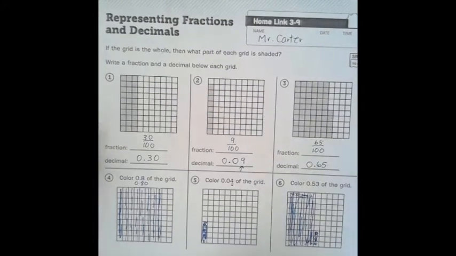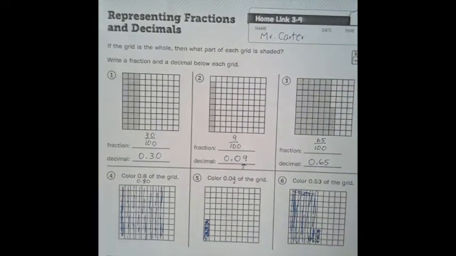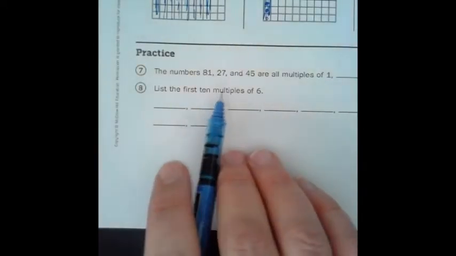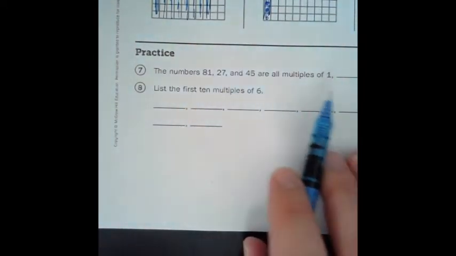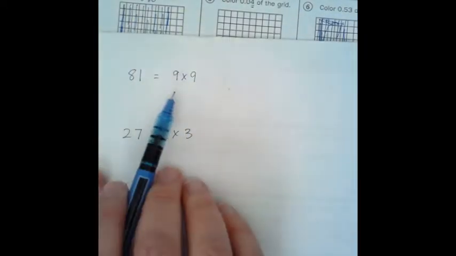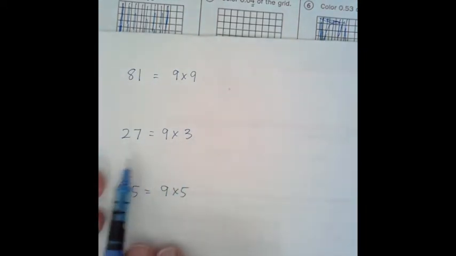Okay, so let's look at our practice down here. The numbers 81, 27, and 45 are all multiples of 1, what, and what. Okay, so when I was looking at these numbers, I noticed that 81 is 9 times 9, 27 is 9 times 3, and 45 is 9 times 5. So they are all, first of all, multiples of 9.